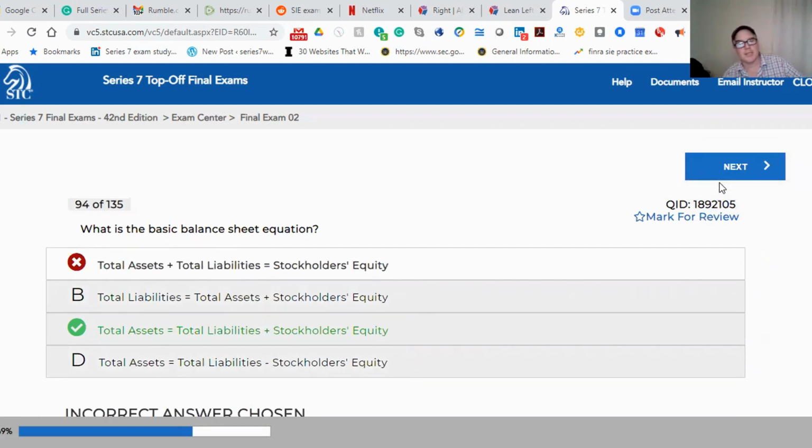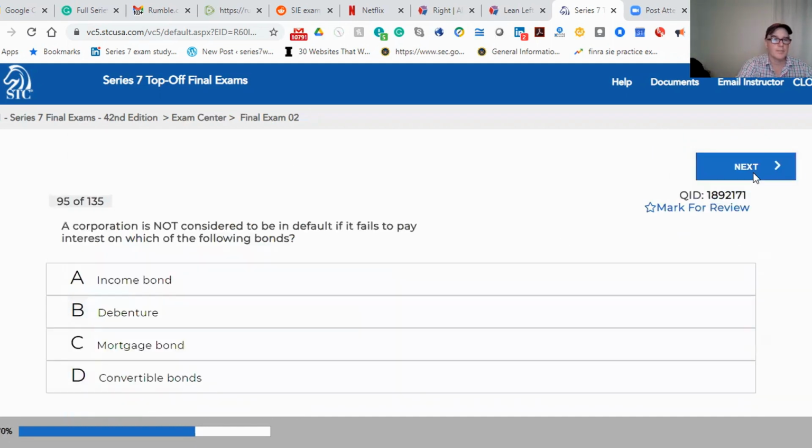So it's total assets equal liabilities plus stock. Yeah, I guess that makes sense. Okay. There you go. Now you know the basic balance sheet equation.